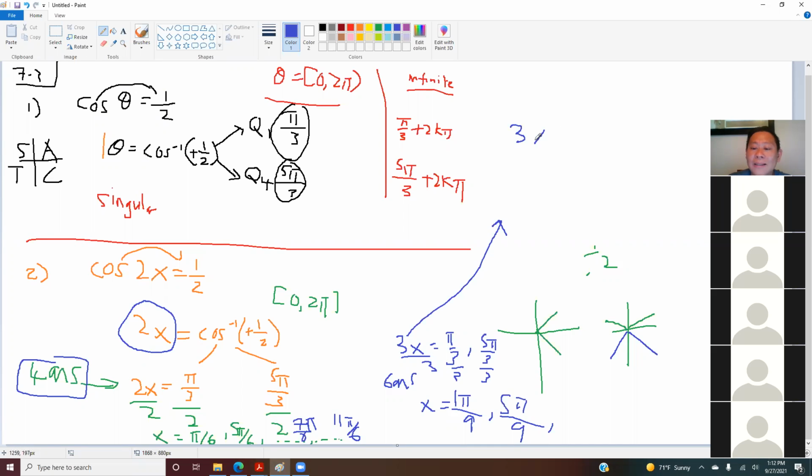So if 3x equals this, and 3x equals this, you're going to divide this by 3 to get rid of the 3, like solving an equation. So you divide this by 3, and you also need to divide this by 3. So in this case, I will get pi over 9 and 5 pi over 9. What you need to add in this case is 2k pi over 3. So how do we figure out the next one? You put k equals 1. This is how we do it.